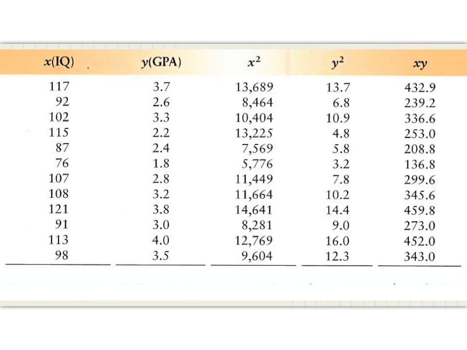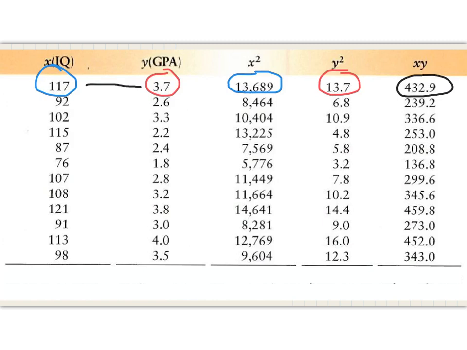As we work our way through this, an x value of 117 corresponds with x squared being 13,689, with y being 3.7. When we square that, we'll get y squared being 13.7. I realize that's not perfect. You're getting a two-digit decimal answer here, and that's fine. And then the product of x and y, 117 times 3.7, is 432.9. And we would repeat that for each of these lines.